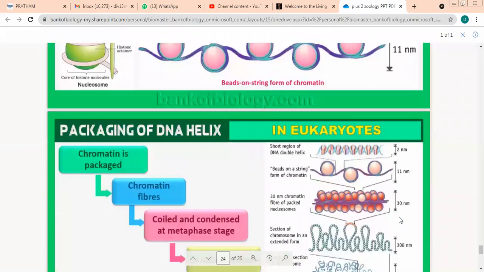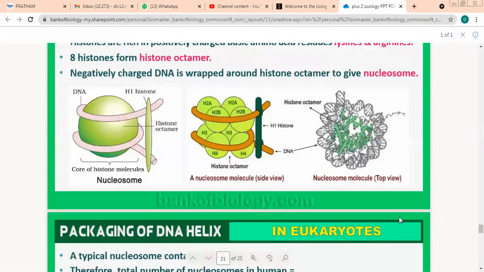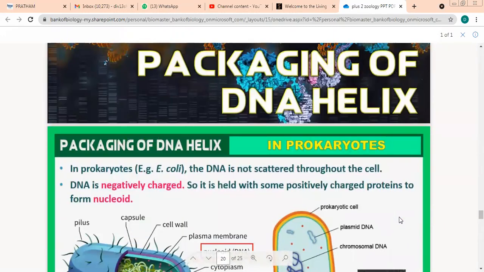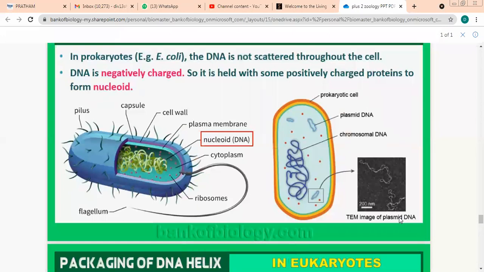Let me take up this part again with you, what I've done today. I was talking from here. Packaging of DNA helix. Do we have DNA everywhere in prokaryotes? No, we only have it in certain areas. We have positively charged histone proteins, which combine with negatively charged DNA in prokaryotes, and that structure is called the nucleoid.